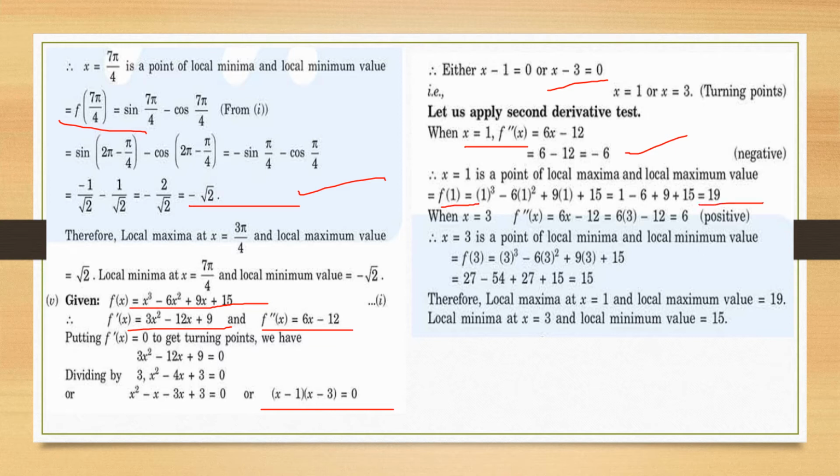Then when x equal to 3, the double derivative is 6, which is positive. So the minimum value is 15. So at x equal to 1, local maxima is there and the local maximum value is 19, and at x equal to 3, local minima is there and the minimum value is 15.